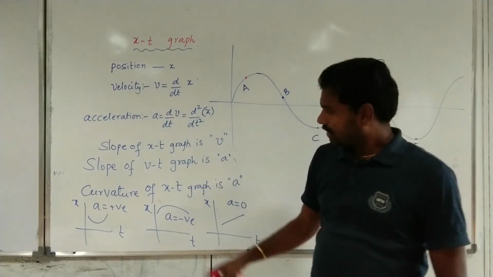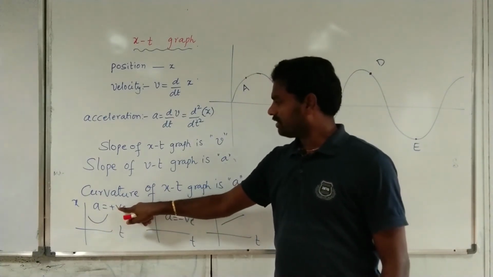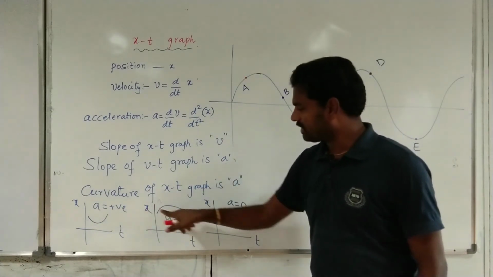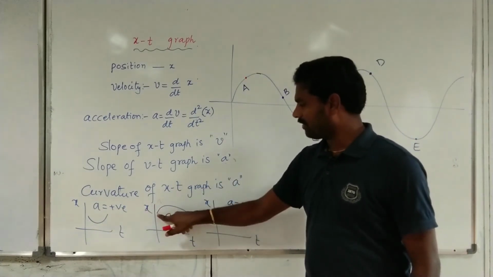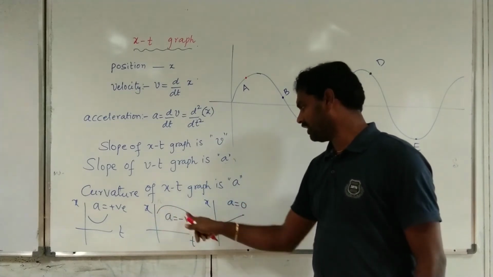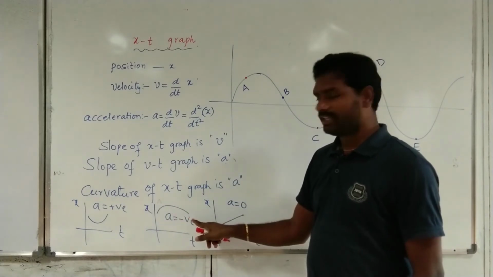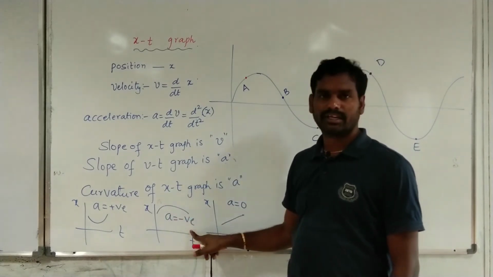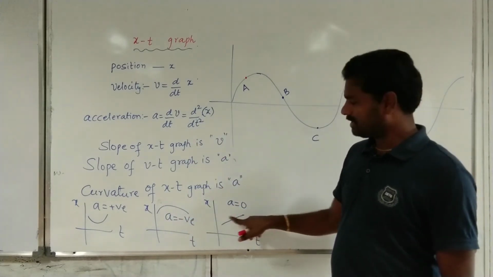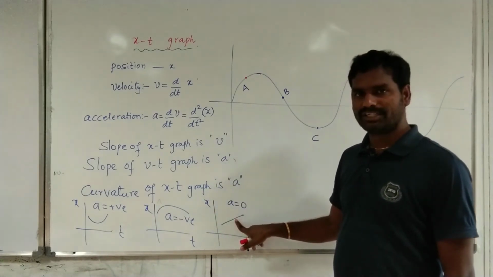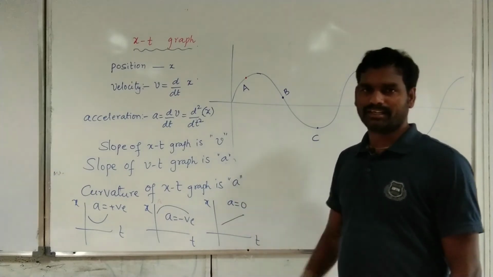We know concave up curvature means acceleration is positive. In the other case, in the x-t graph, if the curvature is downward, concave down, then acceleration is negative. That means the curvature of position is nothing but acceleration. As there is no curvature, there is no acceleration here.